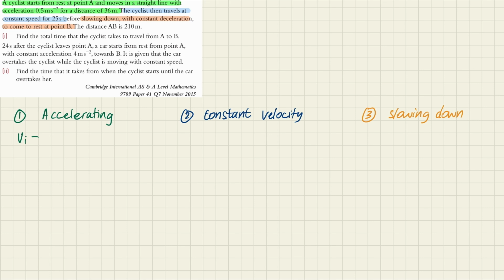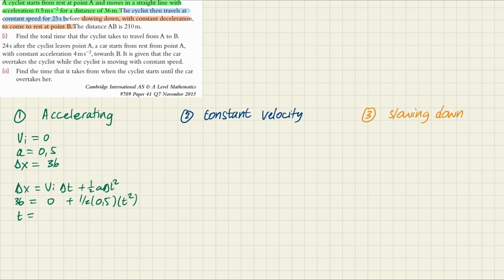So for the green part, for the accelerating part, we're going to use equations of motion. So we know the initial velocity is 0, we know the acceleration is 0.5, and we know the delta x is equal to 36. So we can calculate the time using the formula delta x is equal to vi delta t plus half a delta t squared. 36 is equal to 0 plus half into 0.5, and then t squared. T is then equal to 12 seconds.